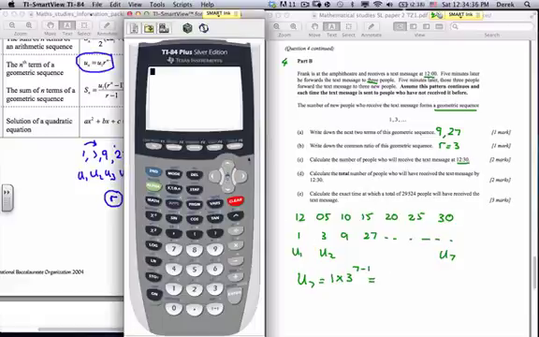We can bring up our calculator and do that. That's going to be 3 to the power 7 minus 1, which obviously is 6, to the power of 6, enter, and we get 729. So 729 will receive the message in the 30th minute. Let's just write that down there, 729.